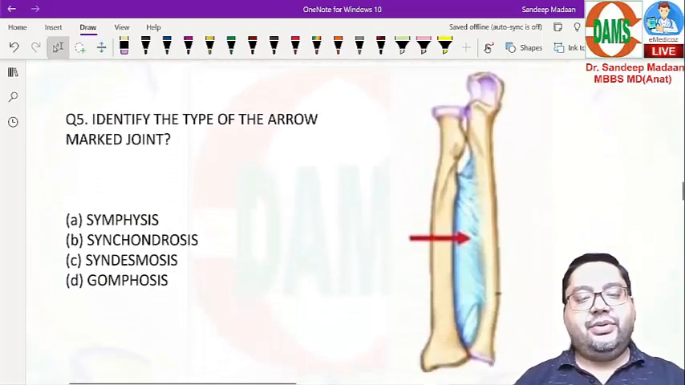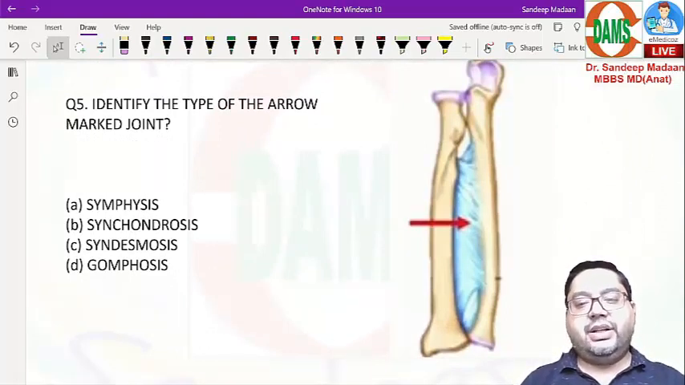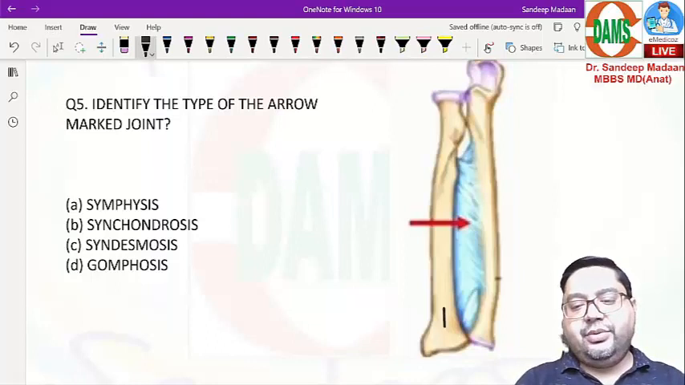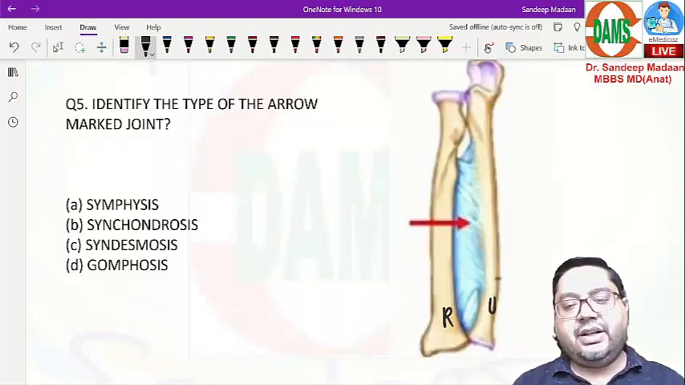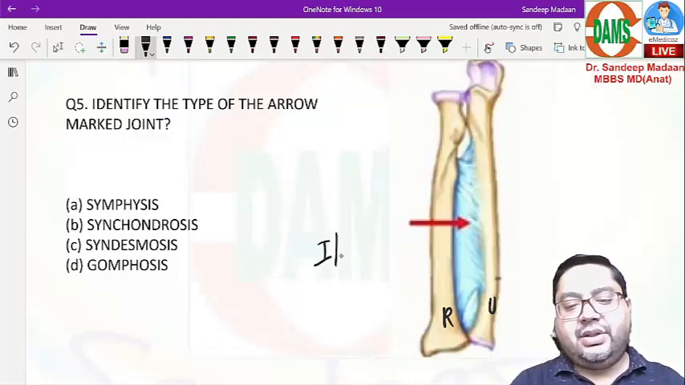Identify the type of arrow marked joint. Now what is this joint? First of all, what is the name of the joint? Here we can see radial bone, here we can see ulnar bone, and in between the two bones we have interosseous membrane. Try and understand. In between the nations we use the word international. In between the bones we use the word interosseous. So this is interosseous membrane in between.